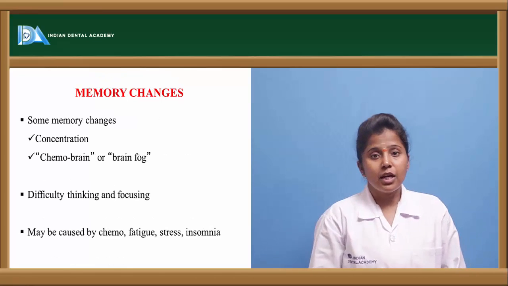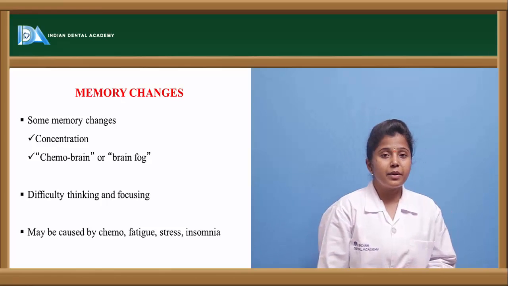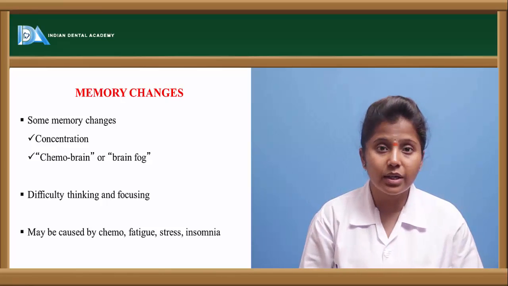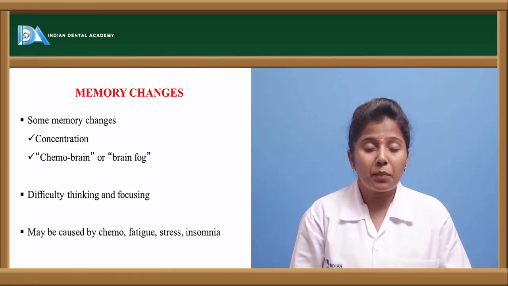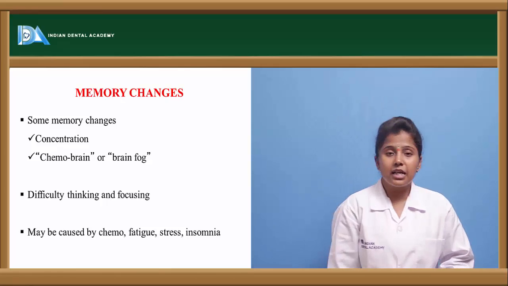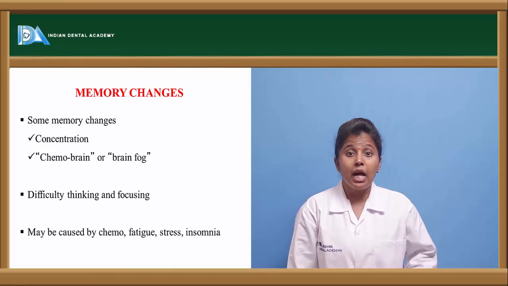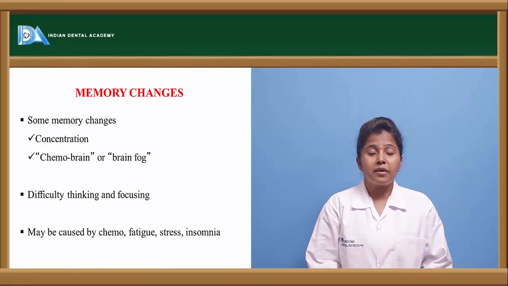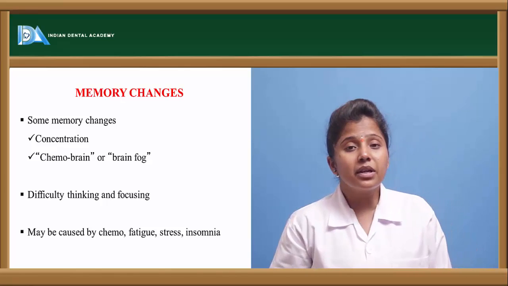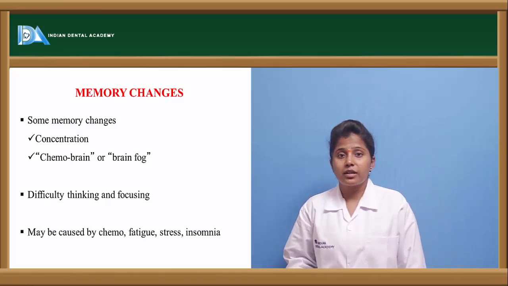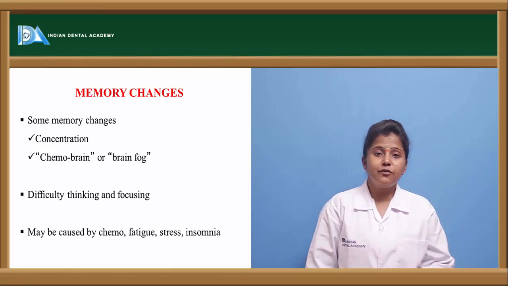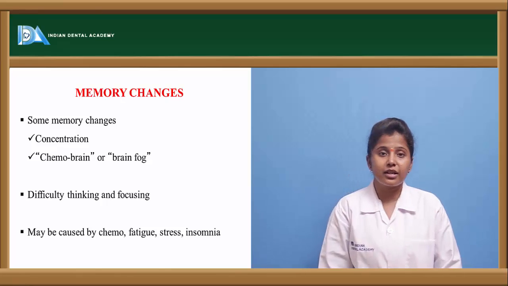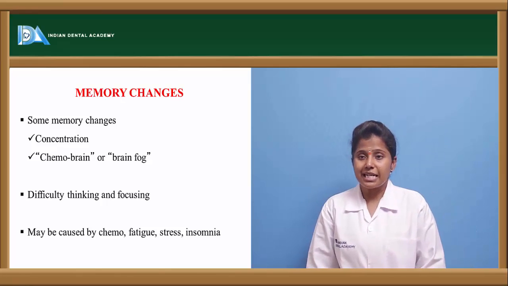What are the memory changes? If a person is taking chemotherapy treatment, then the concentration or focus of the patient can be altered. The patient cannot focus or cannot have proper memory, and sometimes we call it chemo brain or brain fog. So what does this mean? The person's ability to think and memorize things can be lowered. The person cannot think properly, and the memory of the person can be lowered because of the cancer treatment. The other one is difficulty in thinking and focusing, and in some conditions they may even have fatigue, stress as well as insomnia, that is sleeplessness.